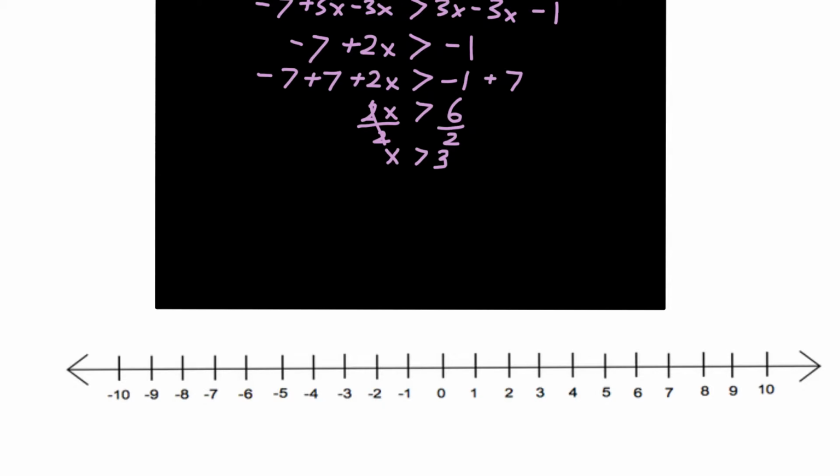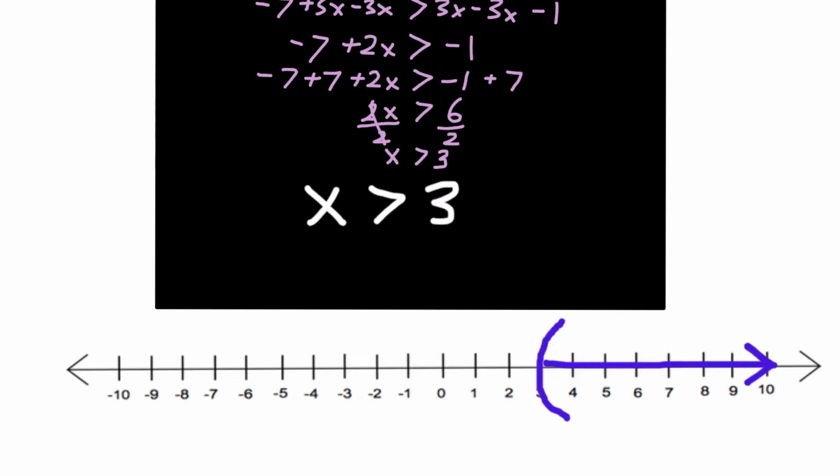Okay, so our solution, which is actually a set of numbers, is x is greater than 3. So it's a solution set. The solution set is x is greater than 3. So the next thing to do is to graph it. So we have to find 3, which is right here. Remember that if it's greater than and doesn't include 3, we use the parentheses, and we draw our arrow.